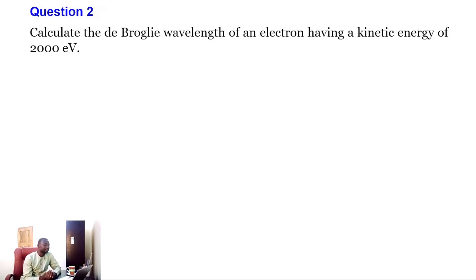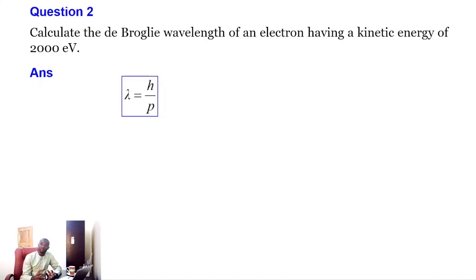Question 2 says, calculate the de Broglie wavelength of an electron having a kinetic energy of 2000 electron volts. By de Broglie hypothesis, the wavelength of a particle is equal to Planck's constant divided by the momentum of the particle. So we know the value of Planck's constant. We can find that in any standard physical chemistry textbook. But we don't know the momentum of the electron.